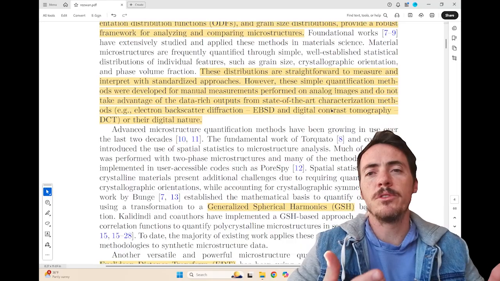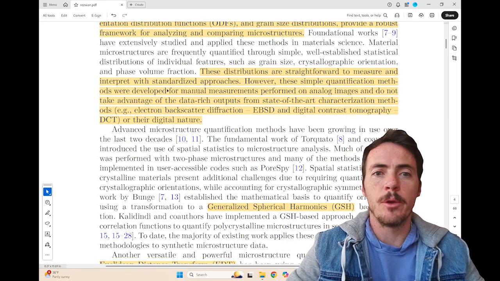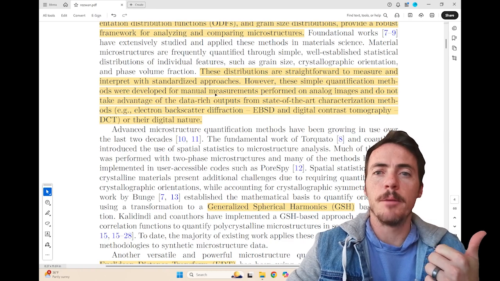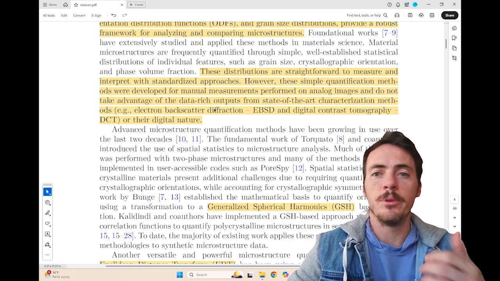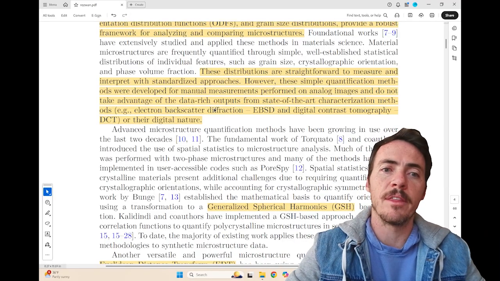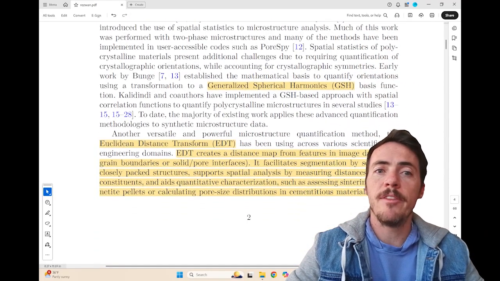Now, while these distributions are straightforward to use, it says they don't tell the whole story. It says they were developed for manual measurements performed on analog instruments. They don't take advantage of the data-rich outputs of state-of-the-art characterization methods or their digital nature. So there could be some improvements to be done. They point out a couple.